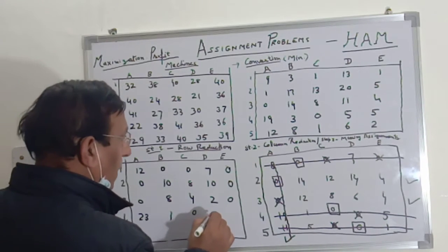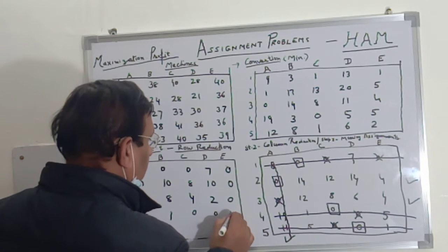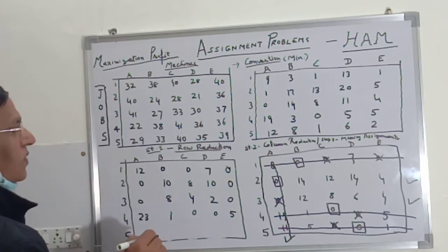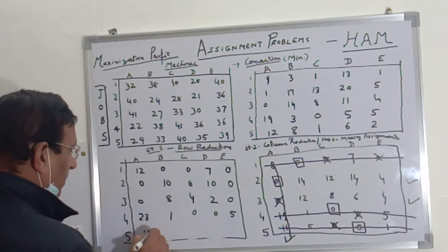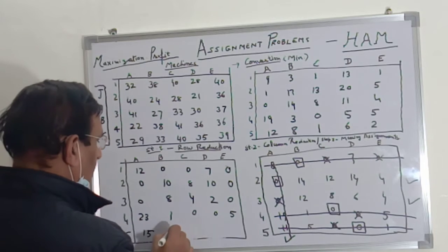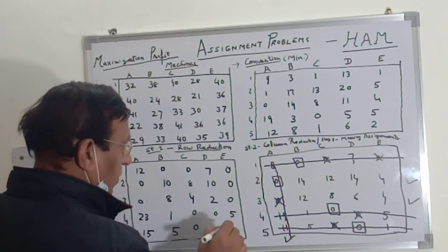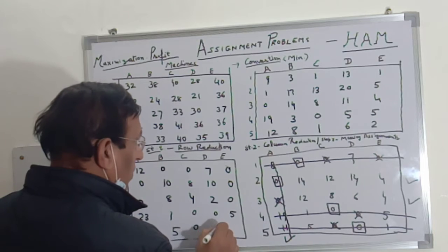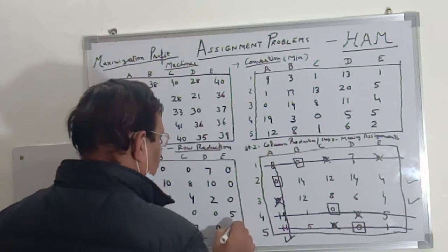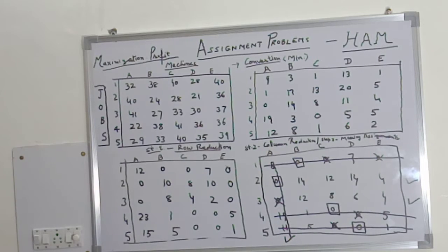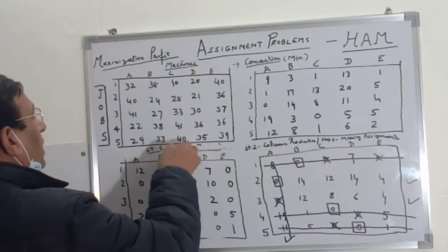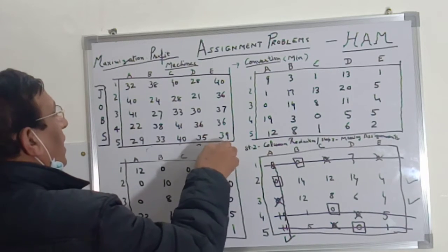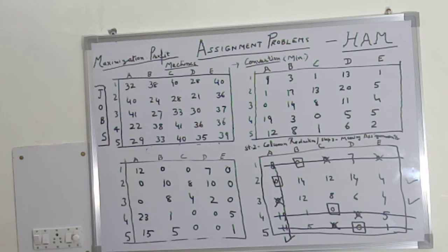Now 1, 0, 0, 5. 11 plus 4. Again 11 is at the intersection of two lines. 11 plus 4, 15. 5, 0, 0 and 1. Now you get the new table, and on this table you are to make assignments. Again repetition. Make assignments in the same way, the same method.